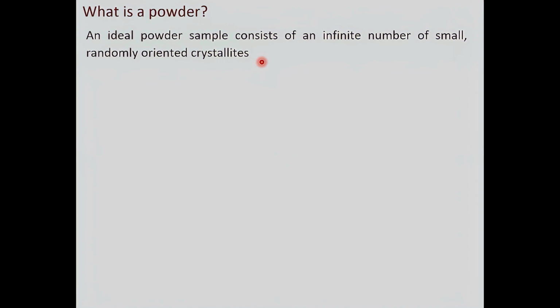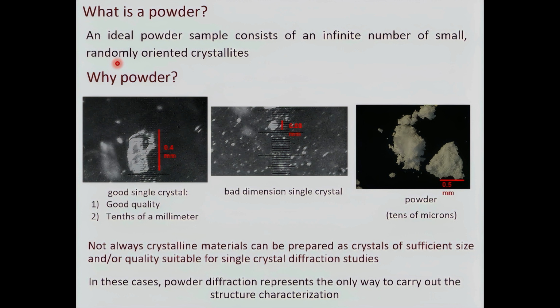In practice, we don't have a lot of this aspect, in the sense that we have a finite number of crystallites. The randomness may not be completely satisfied for all the crystallites inside the powder, and they can also have different dimensions. But we suppose that we are working with an ideal powder. And why do we use powder?